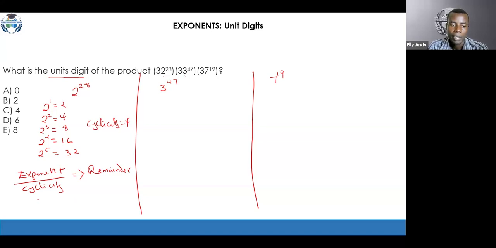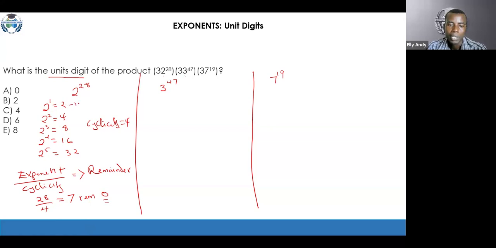So for our case, the exponent is 28, divided by the cyclicity of 4, we have 7, remainder 0. So the remainder is 0. Now, how does this help us? Come back to the question.